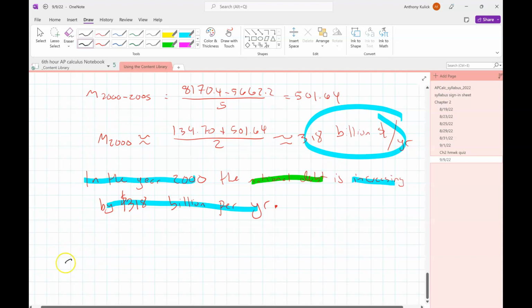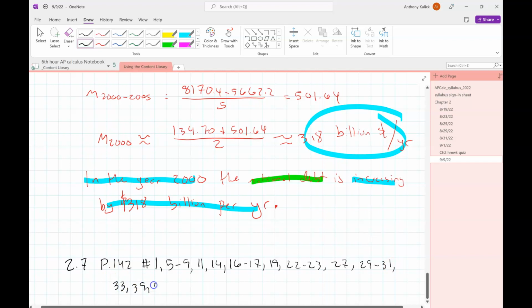So this is the 2.6, I'm sorry, the 2.7 assignment. What do I got here? 1, 5 through 9, 11, 14, 16 and 17 and 19, 22 to 23, 27, 29 to 31, 33, 39, 41, and then 46 to 47.